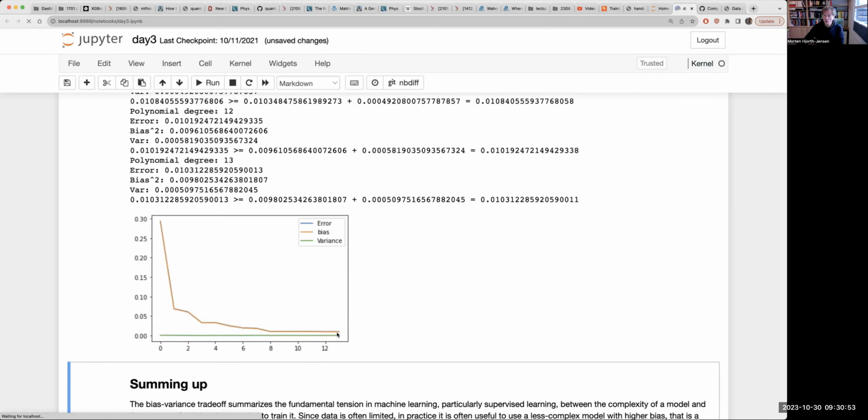So with 400 points and a polynomial of degree 12 and 13, it means that we actually have a model which has an acceptable error. The error and the bias are almost on top of each other here, and the variance is still pretty low.